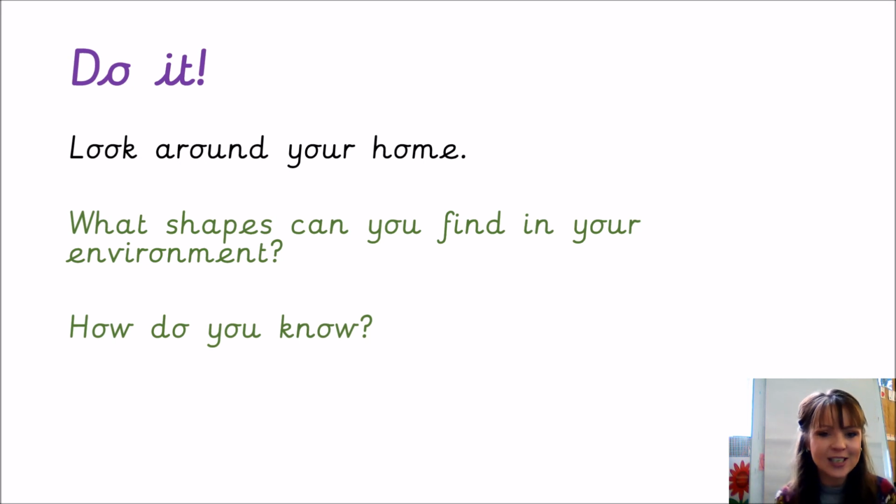Your challenge today in maths is to look around your home, and I want you to see if you can find some shapes, 2D shapes, in your environment. What shapes can you see? Might you find a square with 4 sides and 4 vertices? Or a triangle with 3 sides and 3 vertices? Maybe you might find a rectangle with 2 long sides and 2 short sides.